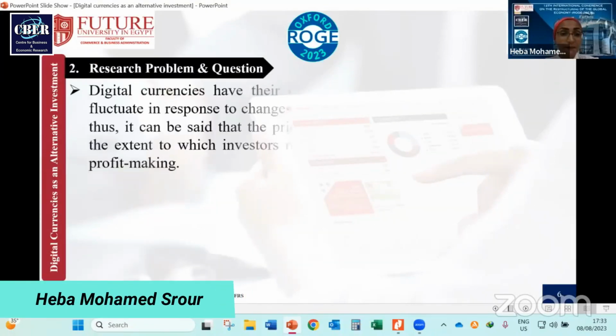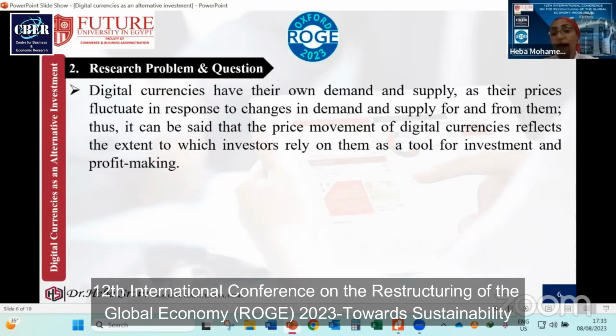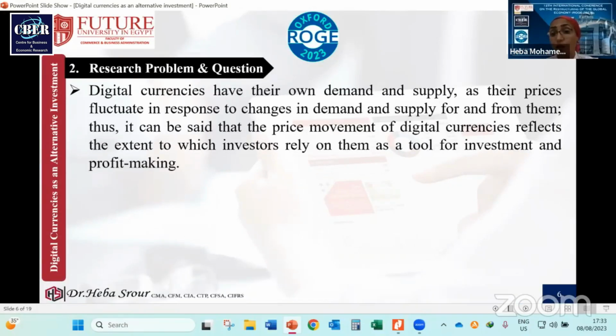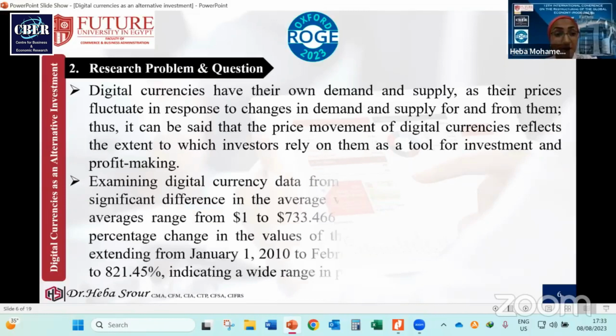For research problem, digital currency have their own demand and supply, as their price fluctuate in response to change in demand and supply for and from them. Thus, it can be said that the price movement of digital currency reflects the extent to which investors rely on them as a tool for investment and profit making.